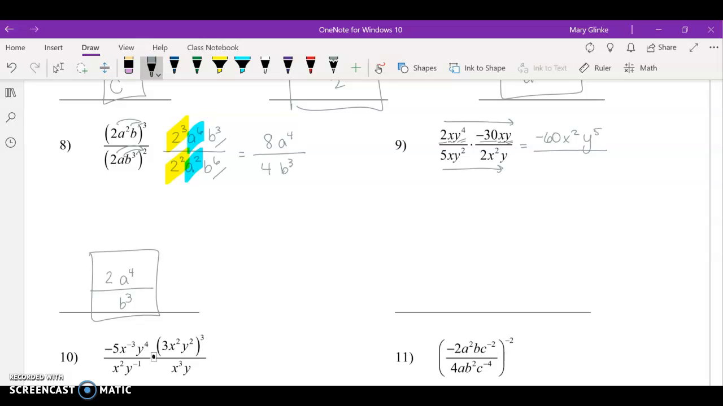I'm going to multiply across my denominators. 2 times 5 is 10. X times x squared is x cubed. And y squared times y is y cubed.